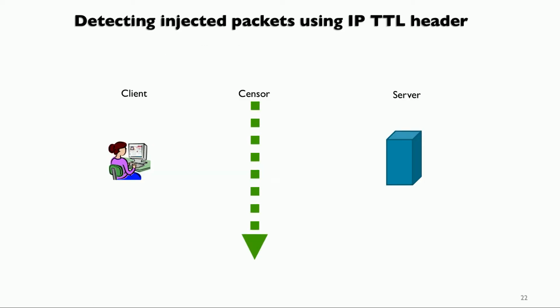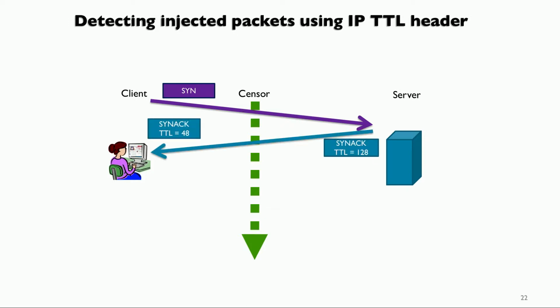So how we're going to use the IP TTL to detect an injected packet is as follows. Our client is going to send their TCP SYN packet to the server. The server is going to reply. So you see there the server has set the TTL to 128. When it creates its packet, this value gets decremented, and the client sees a TTL of 48 in this case.